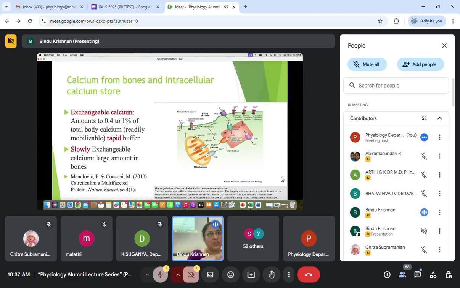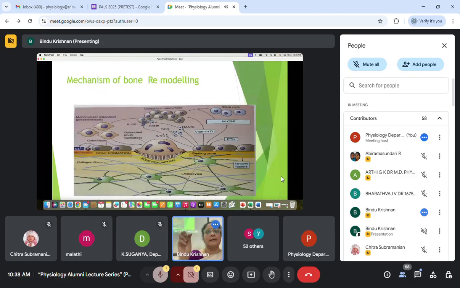One is the exchangeable one, which is going to immediately buffer my serum calcium level, and the slowly exchangeable calcium, which is there in majority in the bone. Now we will see how they are utilized. So coming to this remodeling, again going back to these three types of cells, this is a picture from Boron and it beautifully explains everything in one pic.